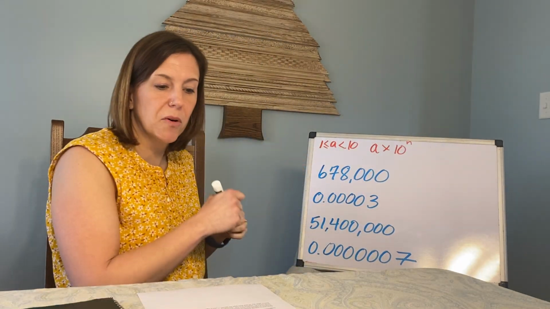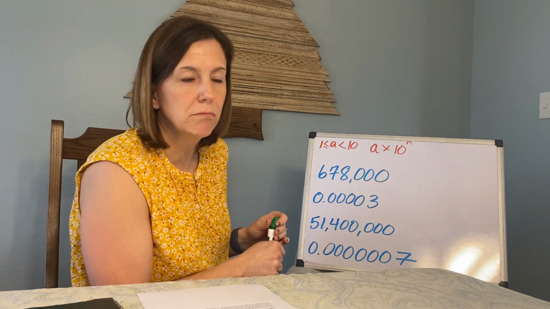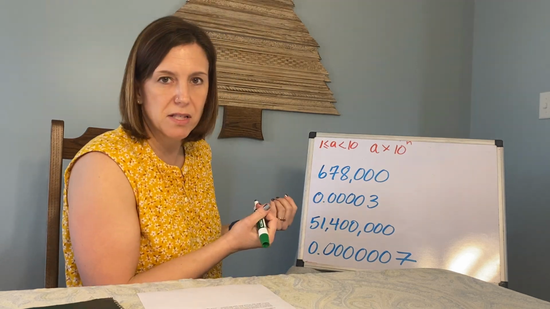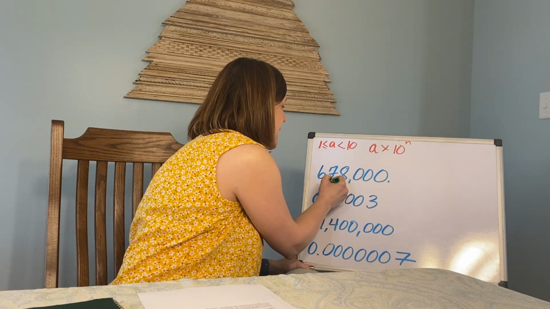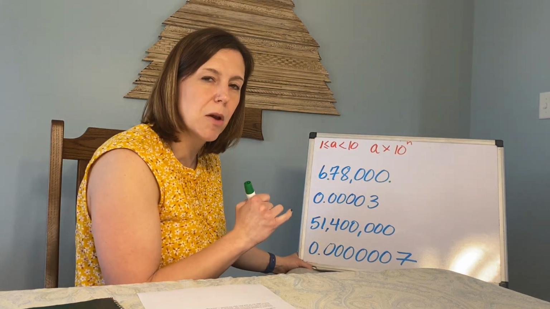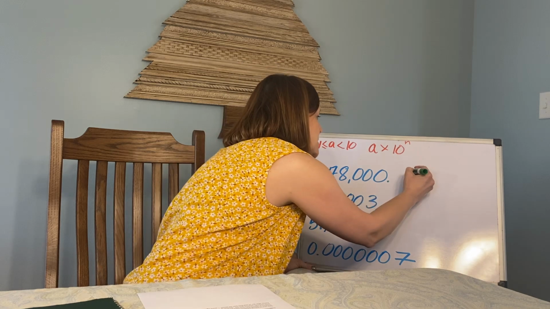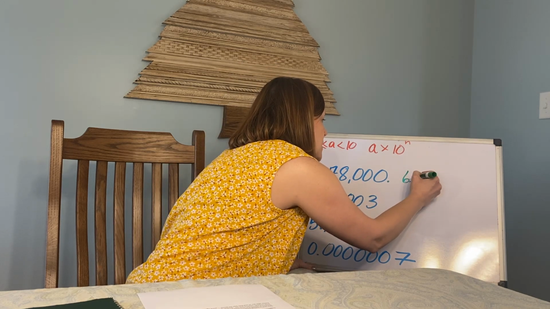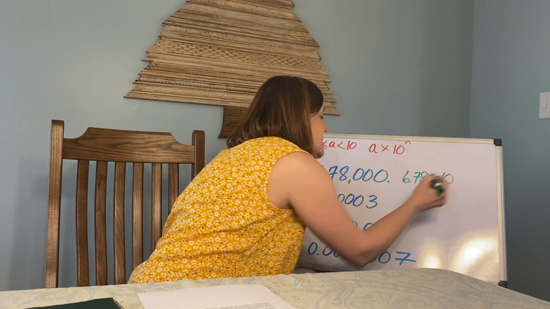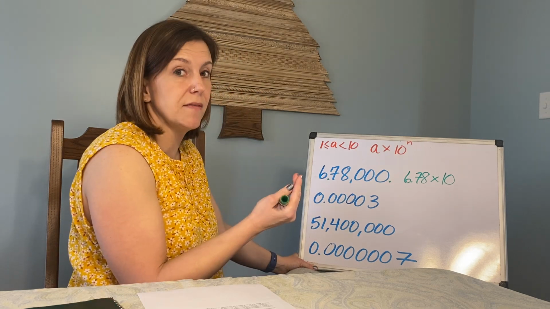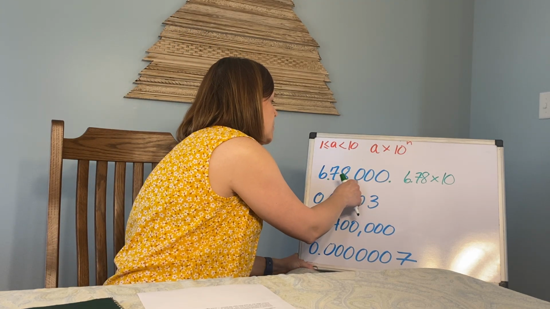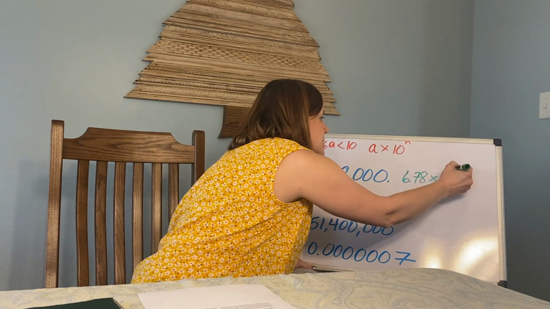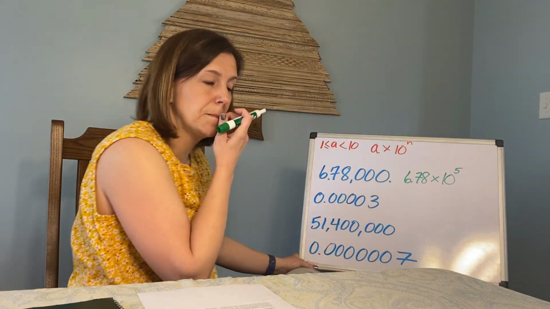In this case, number 1, I know it's a really big number. I know it's going to be a positive exponent when I'm done. Here's my decimal point. I want it here. I want it to make that number between 1 and 10. So my answer is going to be 6.78 times 10 to a positive number. Oops, 1, 2, 3, 4, 5, times 10 to the 5th.